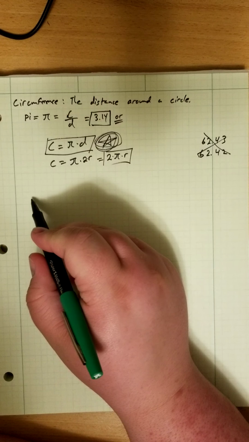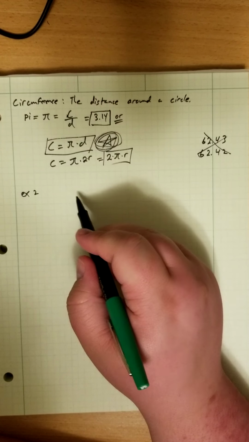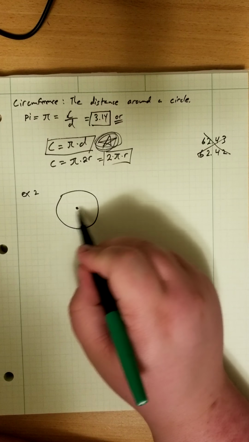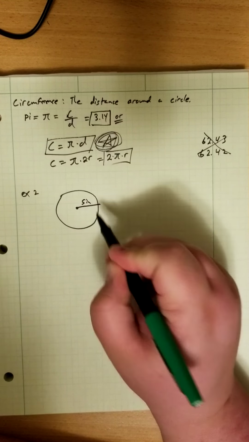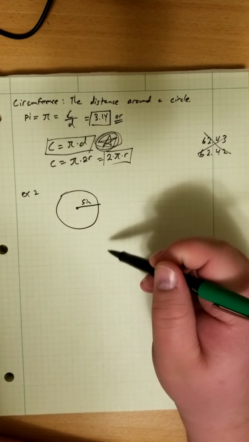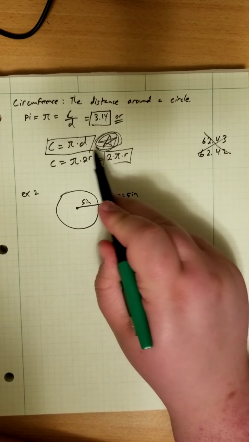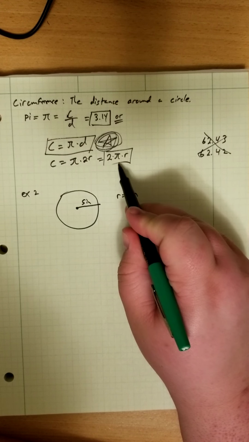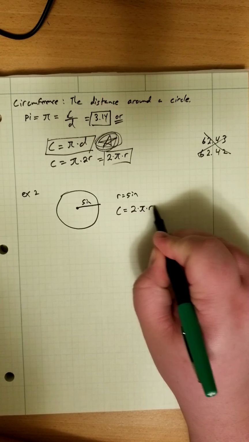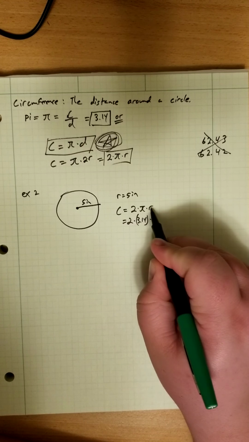The disc, this is example 2, by the way. So this is the disc. It has a radius of 5 inches. What is the distance around this circle, right here? Well, I know the radius is 5 inches, so I'm going to use the formula here that deals with radius. So the circumference is going to equal 2 times pi times r, which is 2 times 3.14 times r, which is 5.